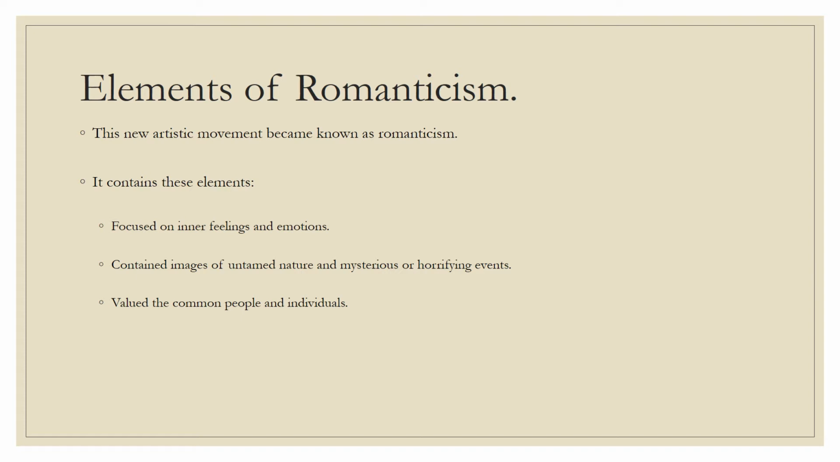So the elements of Romanticism, or this new artistic movement, contain these elements. It focused on inner feelings and emotions. Frequently, it contained images of untamed nature and mysterious or horrifying events. Could be maybe like a dark house with a ghost or a spirit floating through it. Maybe a ship on rough seas, which would be a horrifying event. Things like that. And it even valued the common people and individuals.